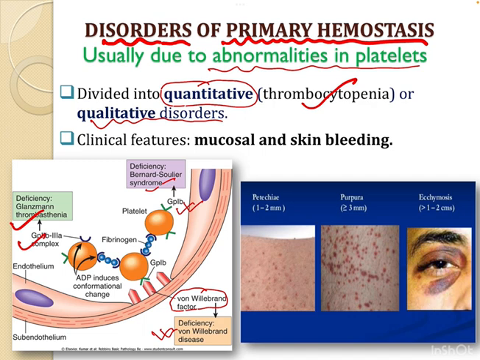Clinical features of these primary hemostatic disorders are mucosal and skin bleeding, which includes petechiae, purpura, or ecchymosis.